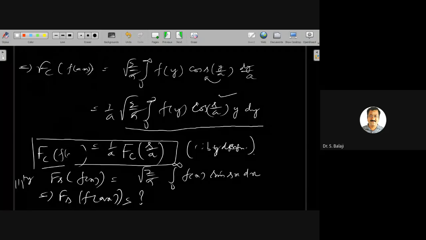Fc of f of ax. It's not f of x, it is f of ax. It is like the Fourier cosine transform definition, integral 0 to infinity f of x cos sx dx form. But instead of s here, we have s by a. So it becomes Fc of s by a, by the Fourier cosine transform definition.